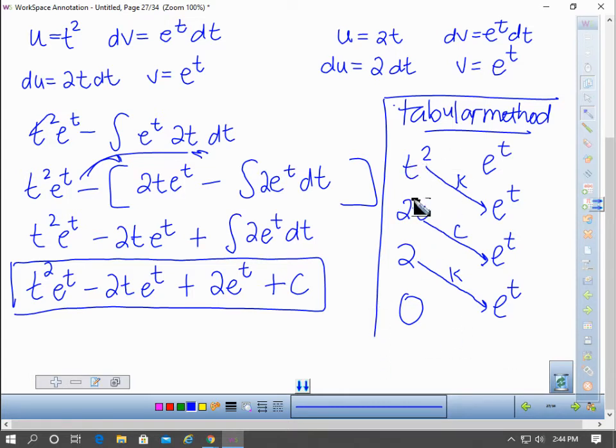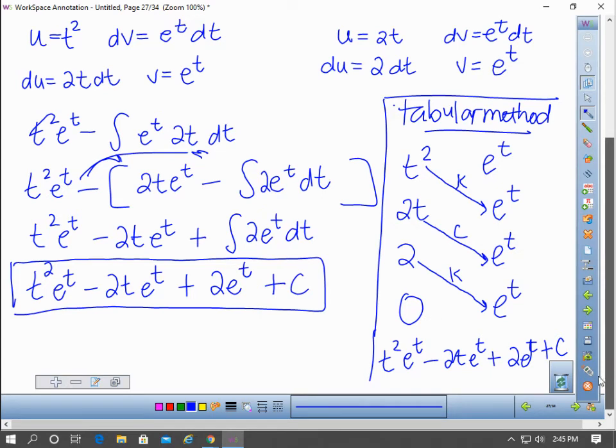All right, so we're going to take this term, t squared, and we're going to multiply by e to the t and keep the sign. Okay? Then you're going to do 2t times e to the t, and you're going to change the sign. So that'd be minus 2t e to the t. Then we're going to do 2 times e to the t and keep the sign. So that'd be plus 2 e to the t. And then you know it's plus c on the end because we're doing indefinite integration.